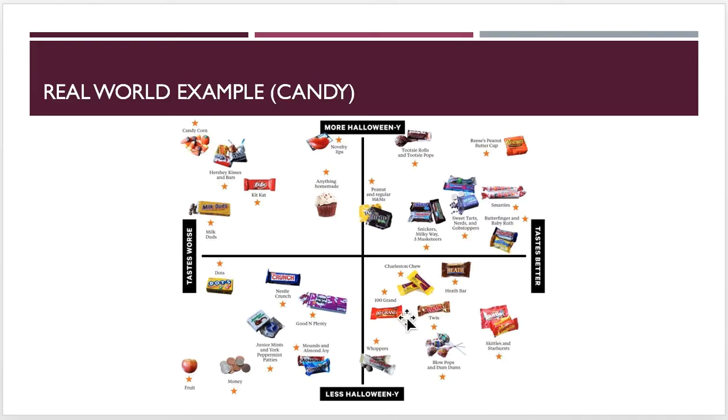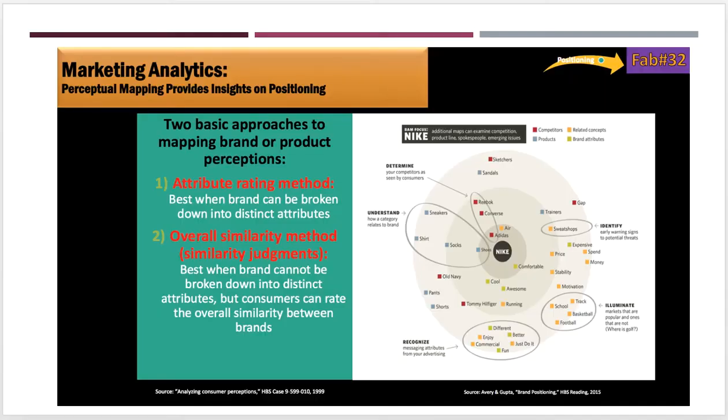You can also see who the competitors are, which is kind of cool. The more Halloweeny candies that taste good would maybe be the Tootsie Roll, the Reese's, and Smarties. Maybe companies can look at that, and that's why it's so important to have this, because you can see who your competitors are.